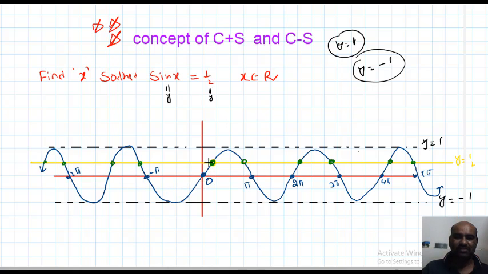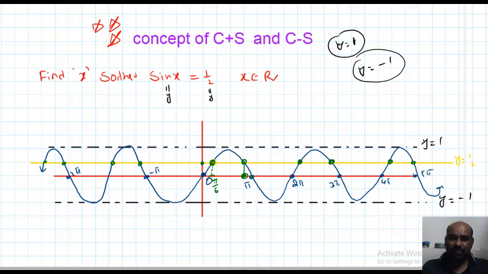So observe, students. Draw a perpendicular on the x-axis here. This point is nothing but pi by 6. Observe here. X is pi by 6, your y is half. If x equal to pi by 6, your y is half. So for this x also, this is not pi, this is lesser than pi. For this x also, your y is half only.